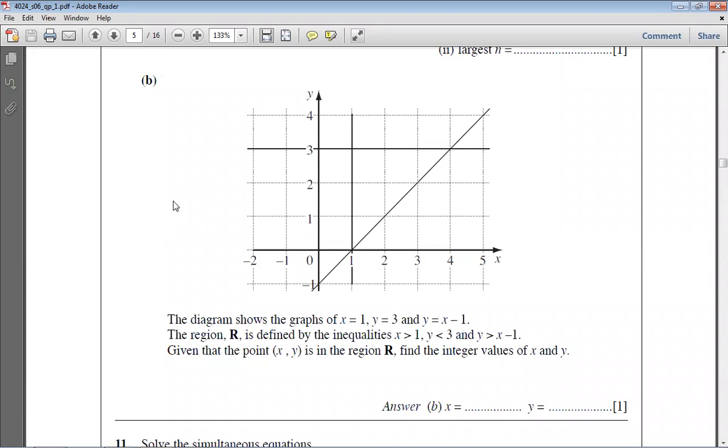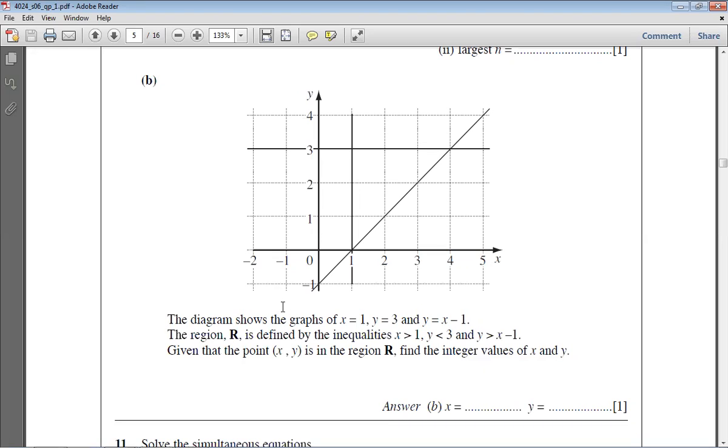The diagram shows the graph of x equals to 1. X equals to 1 is this line. Remember that. And then he says y equals to 3. Y equals to 3 is this line. And then he says y is equals to x minus 1. This is a line whose y-intercept is minus 1 and slope is positive 1. That is this line. So remember these three lines.